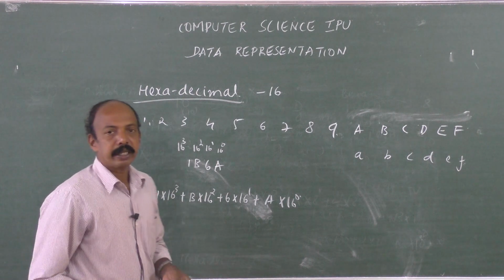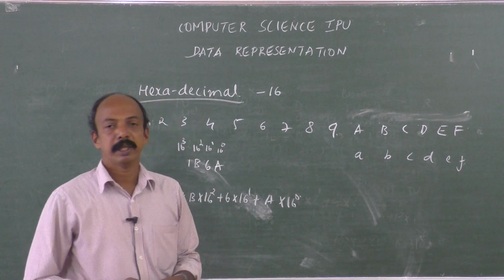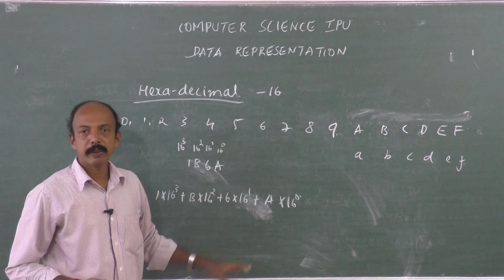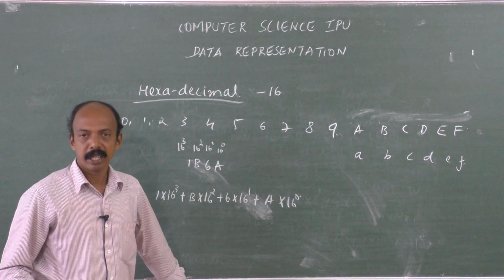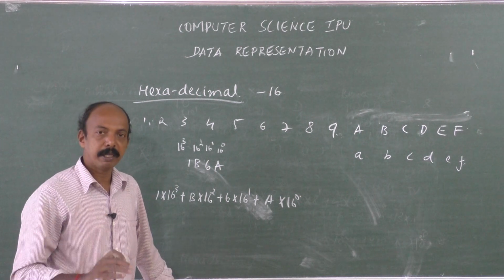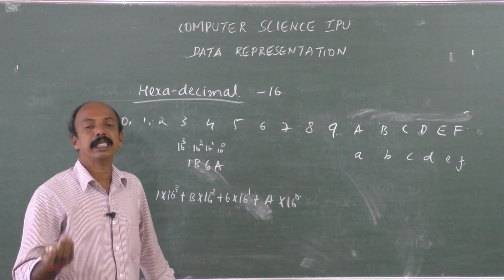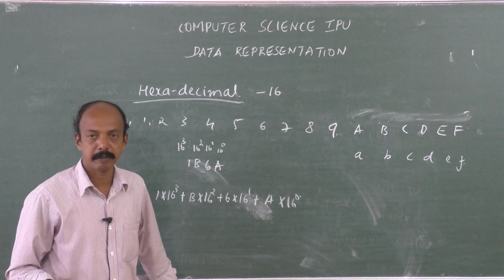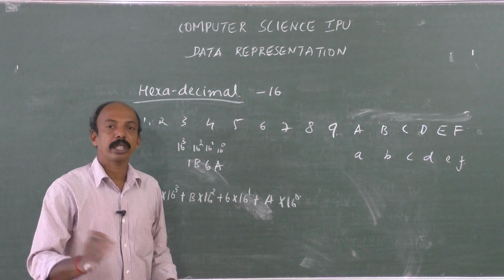Then we have the conversion between different number systems. What is the conversion? For example, we are given a number in the binary number system. We have to convert it to the decimal number system, or from the decimal number system we have to convert it to the hexadecimal number system, or a number is given in the hexadecimal number system which has to be converted to the octal number system.